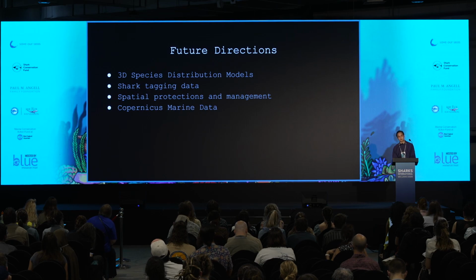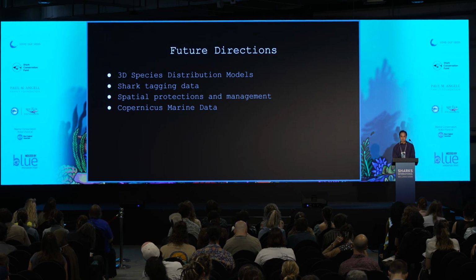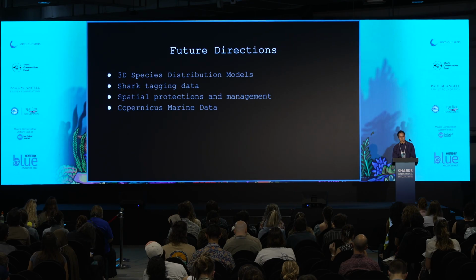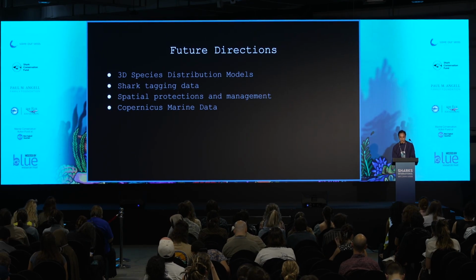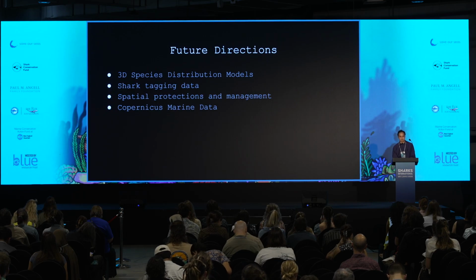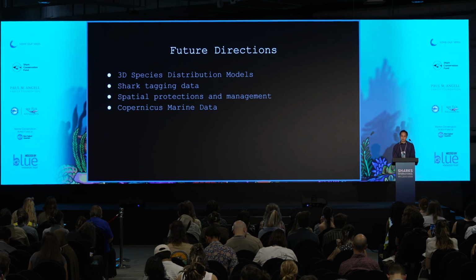And so in terms of future directions for this work, I would be really interested in creating species distribution models in 3D, mapping some 3D movement from shark tagging data, looking at spatial protections and management, and integrating some additional data sets like the Copernicus marine data.